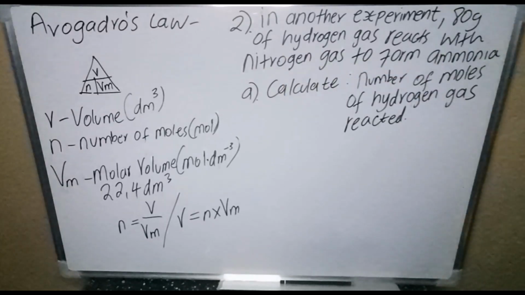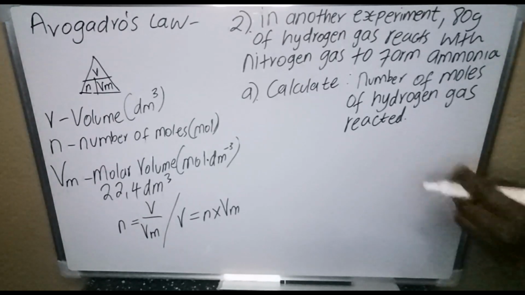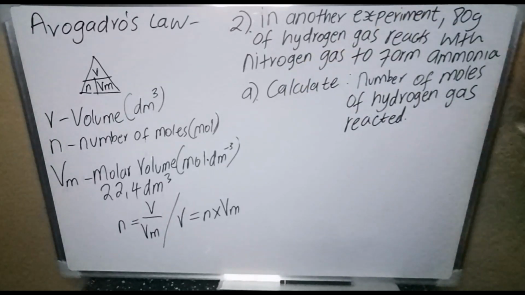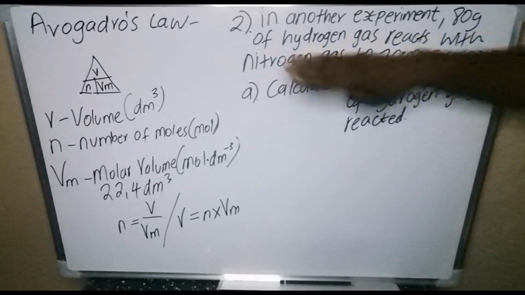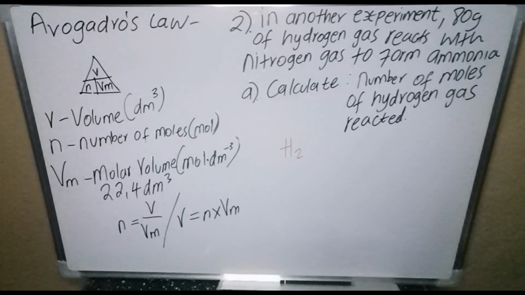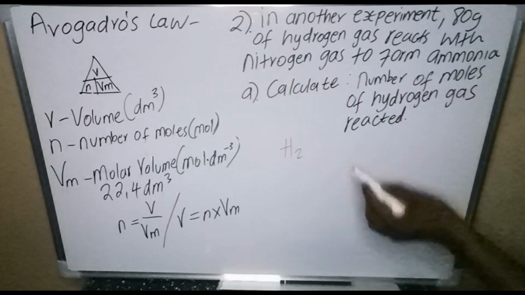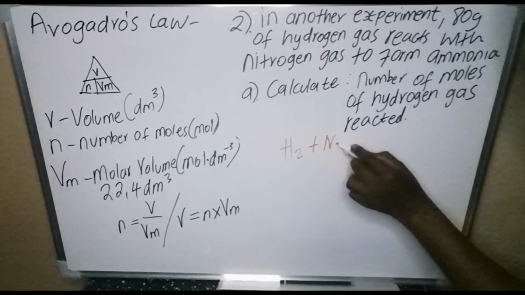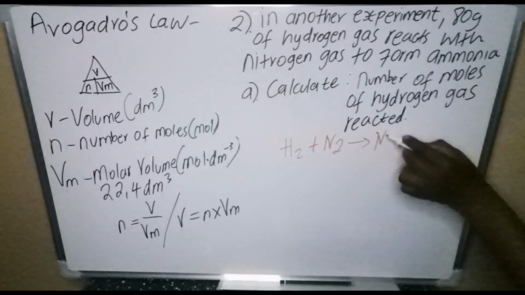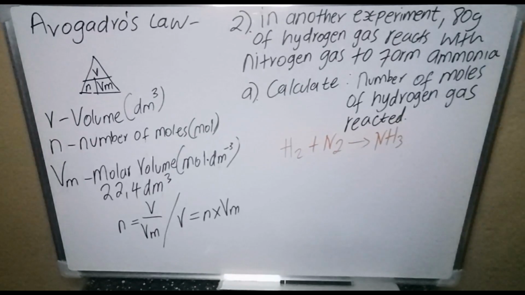gas to form ammonia. We have got gases here. They're saying that 80 grams of hydrogen gas reacts. If they say it reacts, there's a reaction taking place here. Think of H2, which is hydrogen gas, and nitrogen gas, it reacts again. We say plus nitrogen gas, which forms ammonia, NH3. Very simple and key.